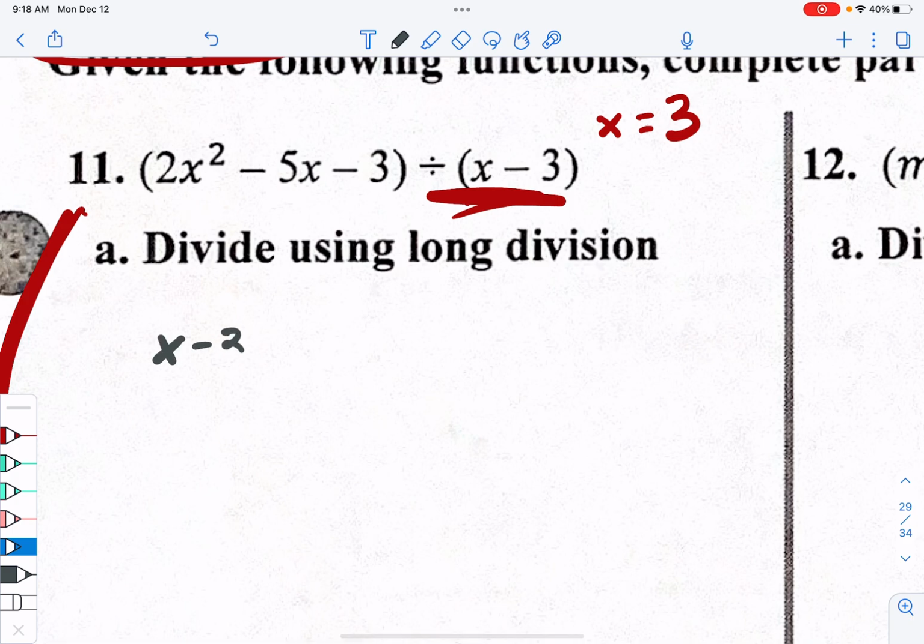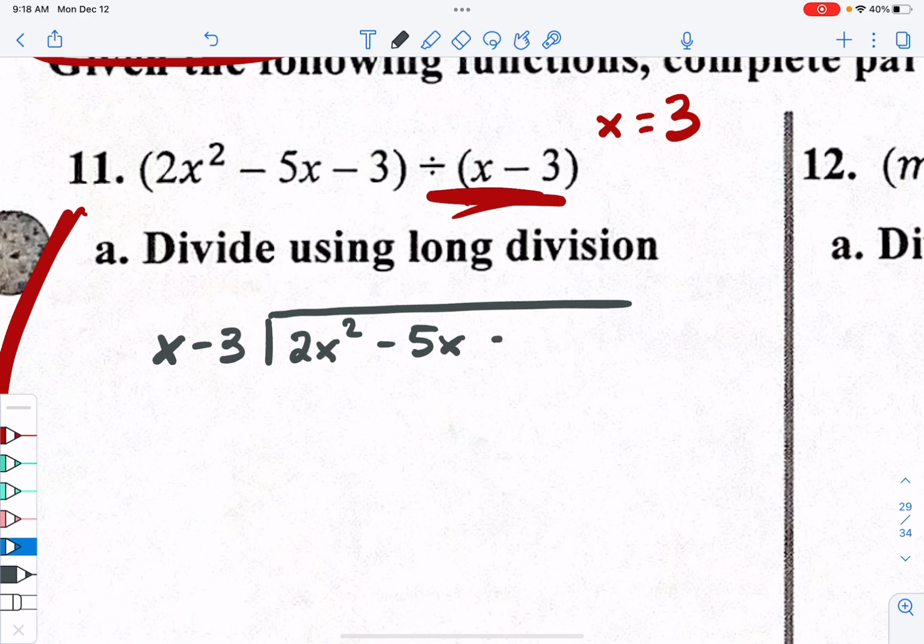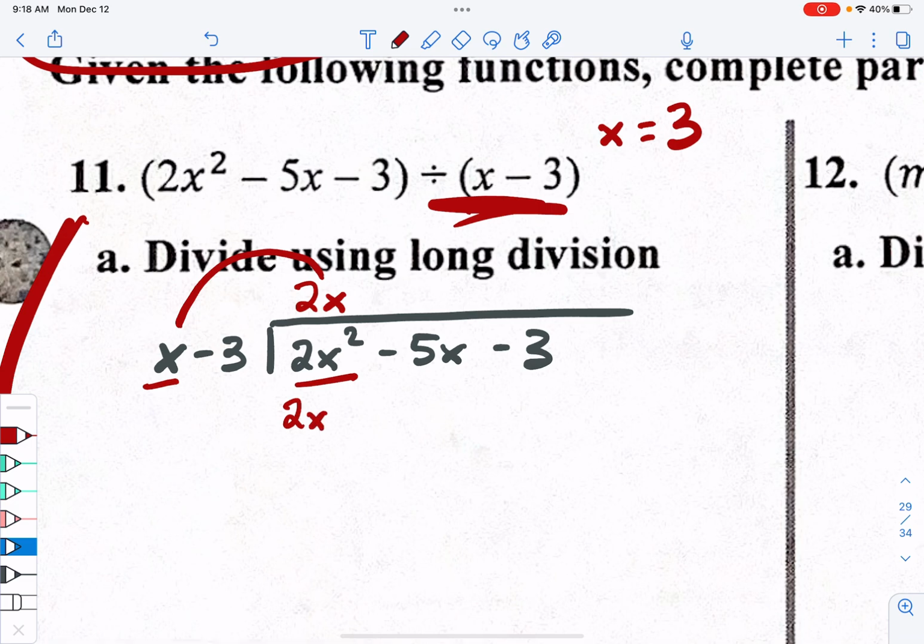x minus 3. Here I don't use the equals 3, I use the x minus 3. And I set the rest of it up. Then we say, what do we multiply by x to get 2x squared? We need a 2x. And then I multiply it back through. So 2x times x is 2x squared. 2x times minus 3 is minus 6x. Then we have to go through and flip the signs. So this becomes minus and this becomes plus.